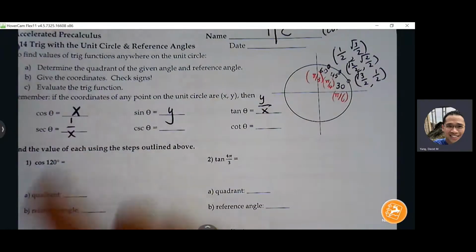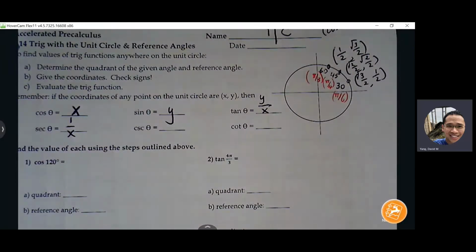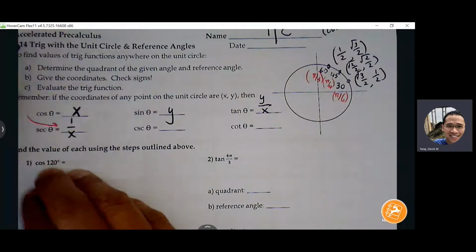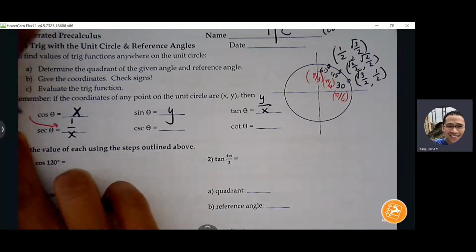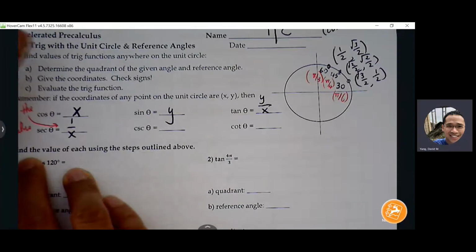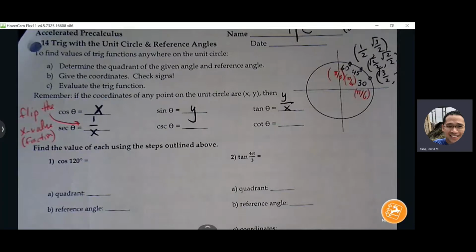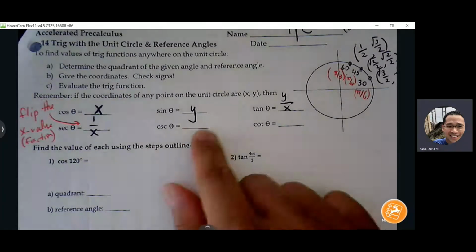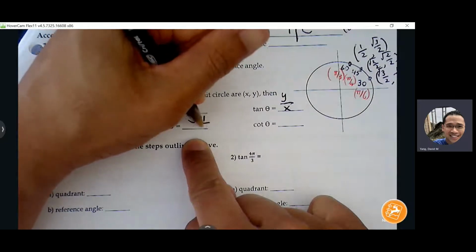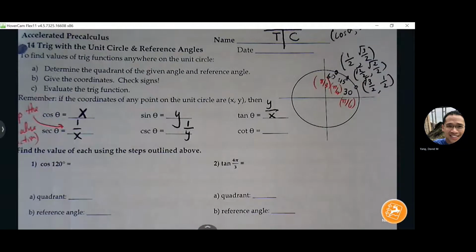1 over x. I don't want you to think of 1 over x as 1 divided by a fraction. I just want you to think of it as you're just going to flip your x value. Flip your fraction. Don't try to put it as a complex fraction. That's more work than you need to do. So just flip the fraction and you're there. Cosecant and sine are reciprocals. So if I flip my sine, my y fraction, I have my cosecant. And cotangent will be 1 over y, x over y.